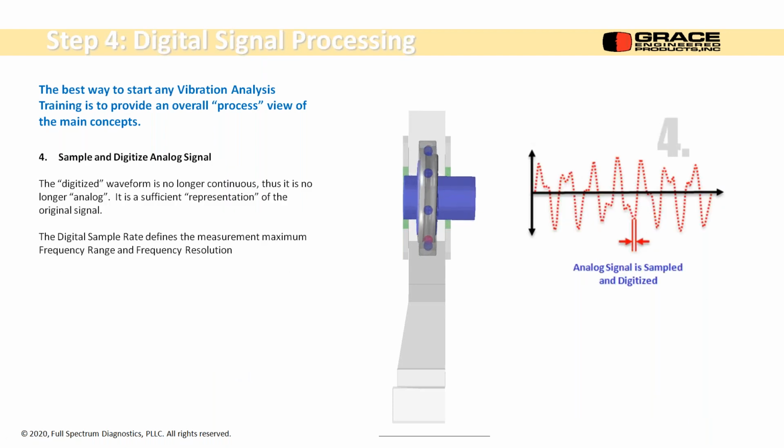Number 4, we sample and digitize the data. We can't take an analog signal into the FFT processor. Analog signals are infinite. So we sample and digitize at a very high rate, and we grab points, enough points that it really is a bunch of dots, but they're so close together that it looks like a line. Okay, so we get a good representation of the signal.